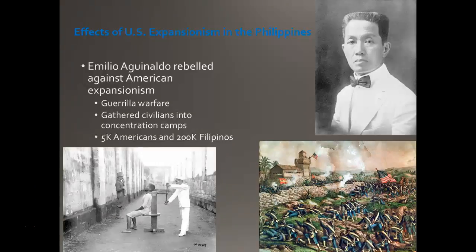Now, Emilio Aguinaldo rebelled against American expansionism. He was actually on our side in the Spanish-American War, but when he realized that we were going to control it and set up our own government, he said this is no different than Spain. So therefore, he basically led his troops against American forces. They enacted a lot of guerrilla warfare, which meant that we basically fought there for almost 4 years in the Philippines, trying to establish control.